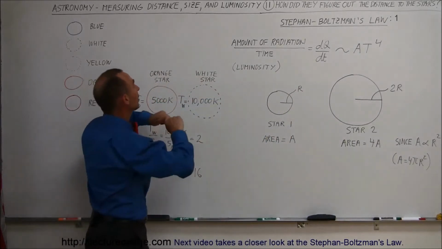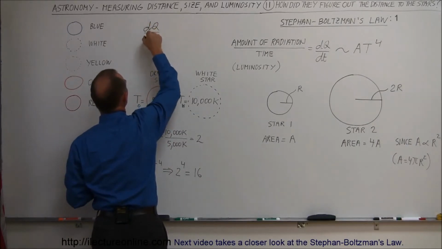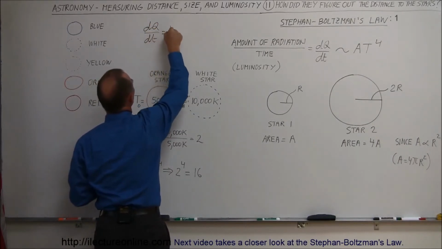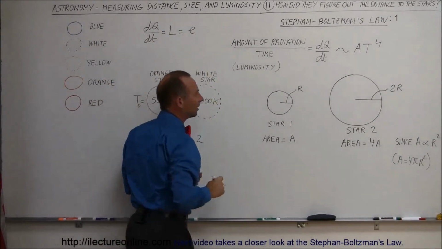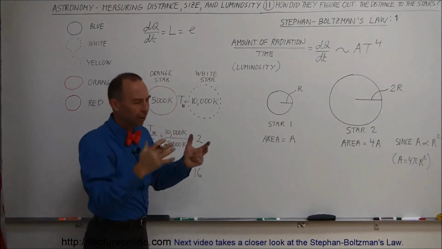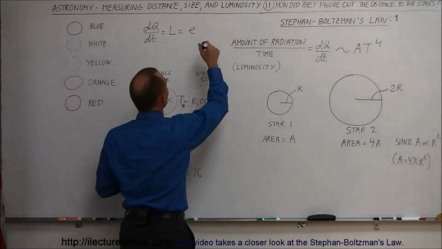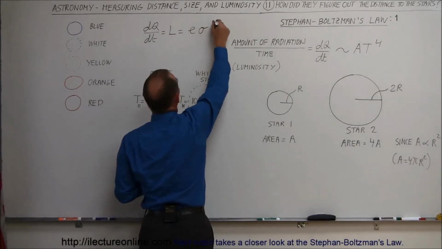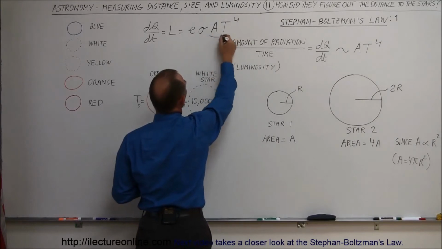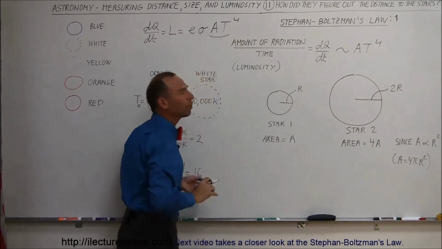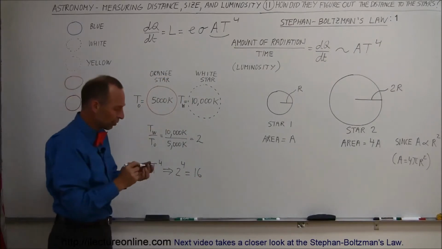The actual equation, if you're interested, dQ/dt, or we can just say the luminosity of the star, is equal to the emissivity of the star, and that's a property that depends upon what the material is made of and so forth. For stars, e is typically about 1, times some constant sigma, times the area, times the temperature to the fourth power. But we're only concerned about those two variables of the equation. So it really is proportional to that, and that's all we really need to know at this point.